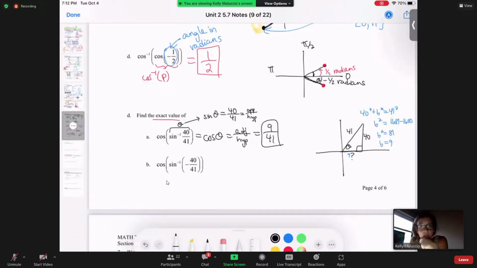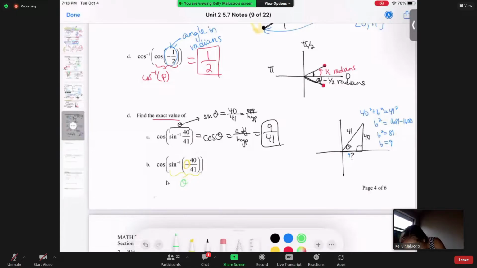That wasn't so bad. Now, where this gets slightly tricky is when I'm given a negative number in here. We want to pay close attention to this negative. Remember, the hypotenuse is never negative in our right triangles if we're drawing them on the unit circle. So the hypotenuse is never negative, which means the 40, the opposite side, is negative.